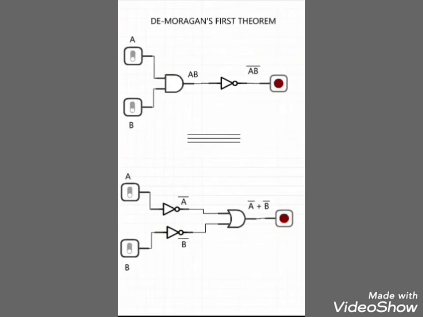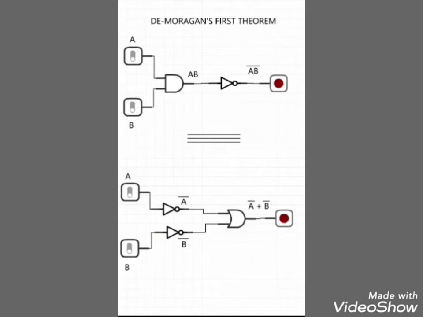Now we will prove De Morgan's first theorem. For this, I have used the software logic gate simulator. In this software, the inputs are shown by the toggle switch and the output is shown by the LED. In the first diagram, I have used one AND gate with a NOT gate. In the second diagram, I have used two NOT gates with an OR gate. The thick lines represent connecting wires.